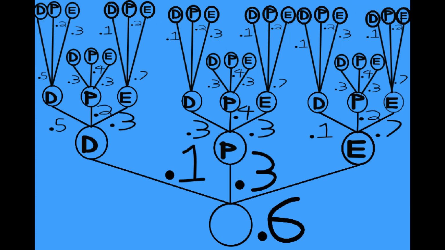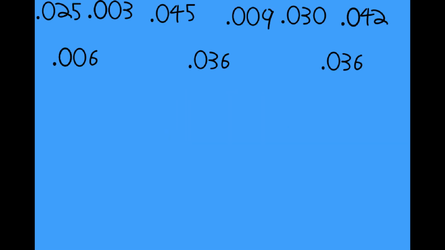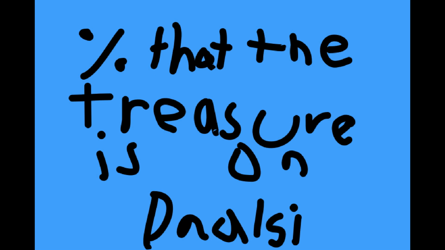Anyway, to find, let's say, this one, you have to multiply the probabilities of going from one island to the next. That basically means you have to multiply these together. This is what you get. And when you do that for all the other endings, and then you add them together, this is what you get. This is the chance that the treasure is on Dnalcy.